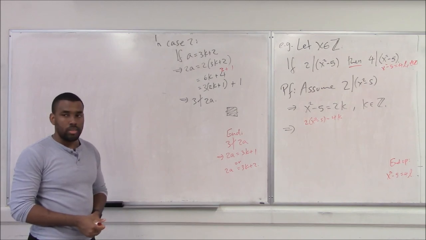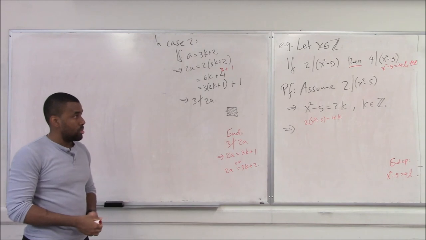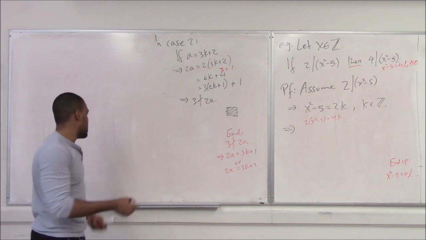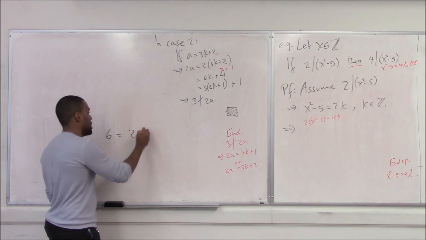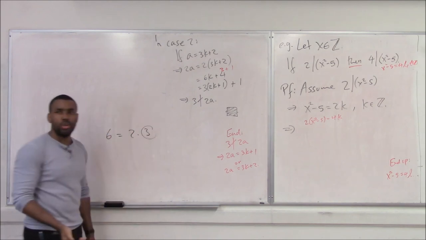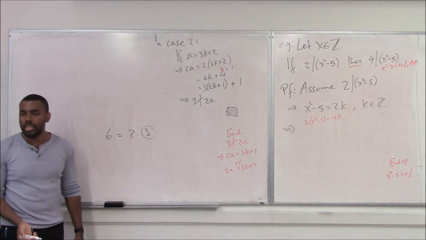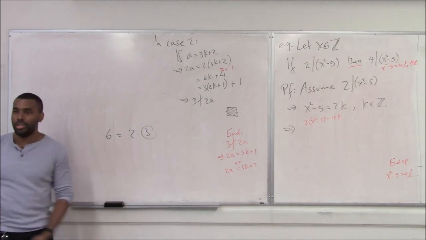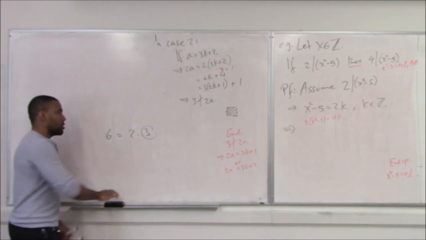Yeah, you can't say that for sure, because that's not always true. If that were a tautology, you could say that, but that's not always true. Like 6, I can write as 2 times 3. I can't write 3 as 2l. So just because something can be multiplied by 2 doesn't mean the thing I'm multiplying can also be written as 2 times something.